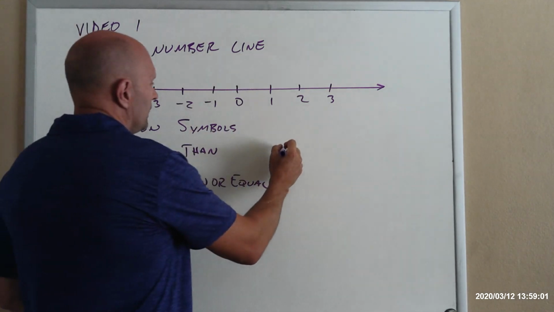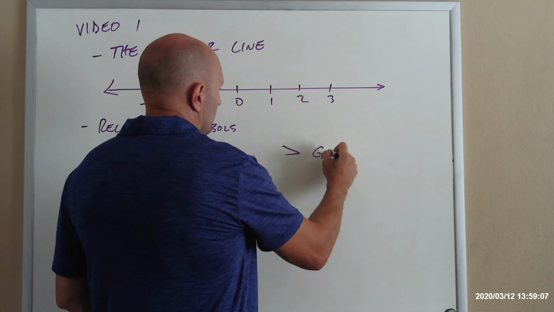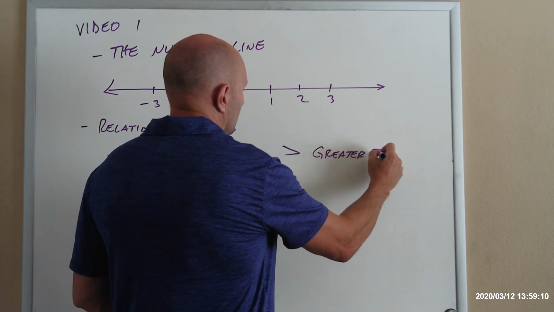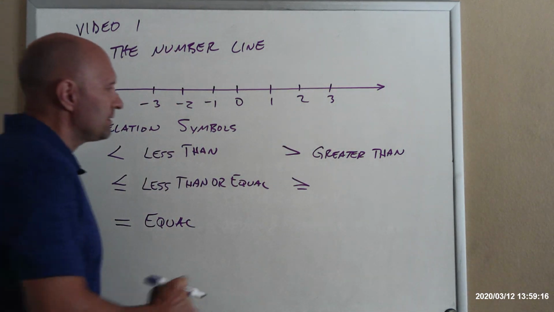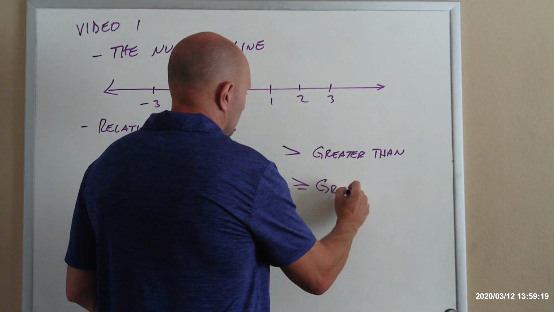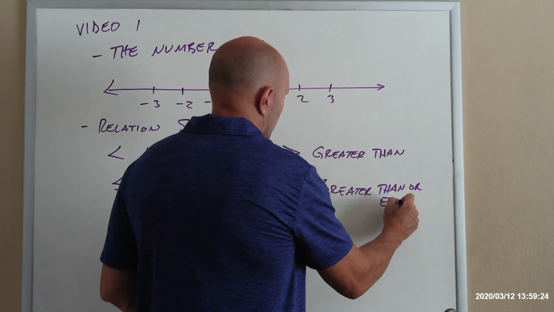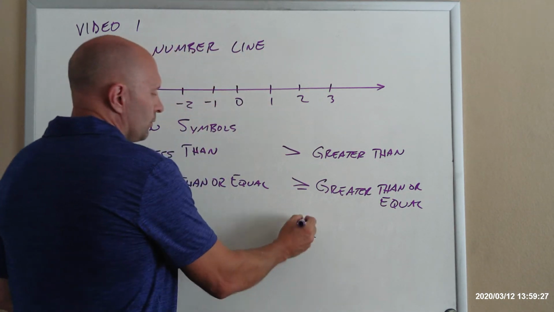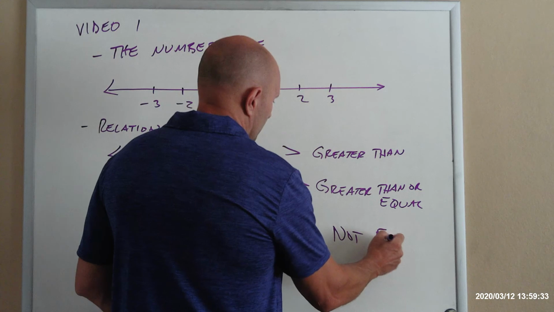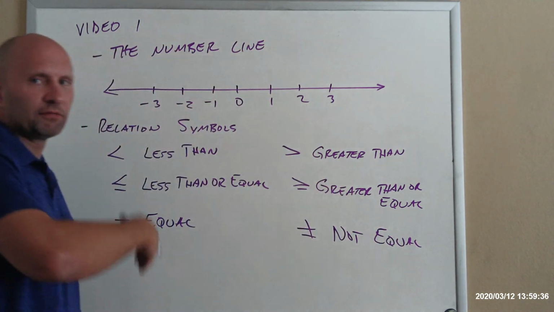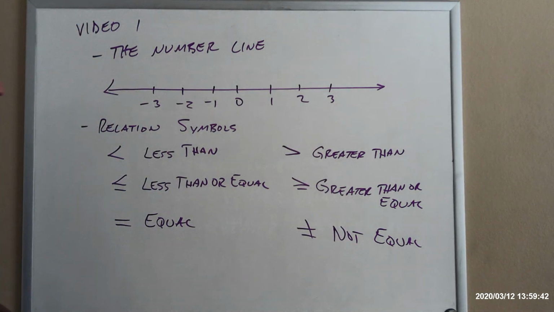And we also have it pointing the other way. If the left side is bigger than, or greater than, the right side, we have this symbol. Greater than or equal is the same symbol with a line underneath. And if we have the equal sign with a line through it, this tells us not equal. For example, if I have 1 on the left side and 2 on the right, 1 is not equal to 2, so that's where you would use that symbol.